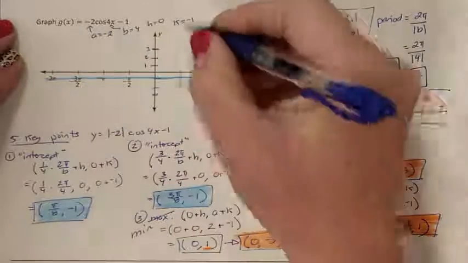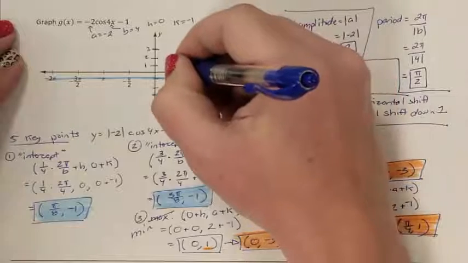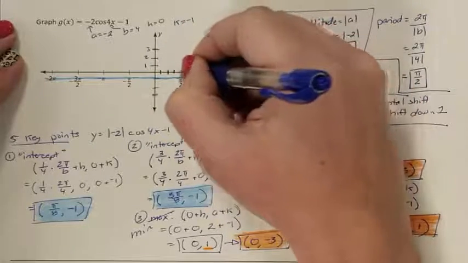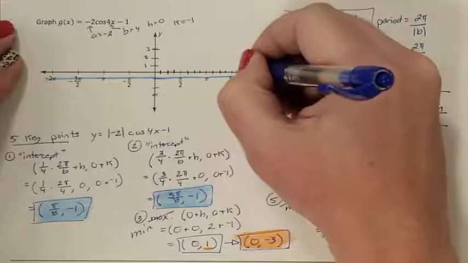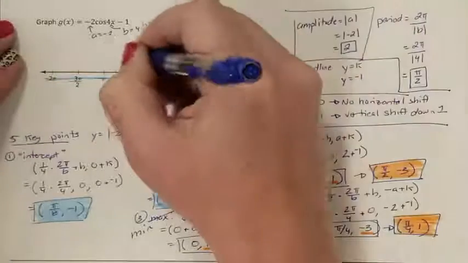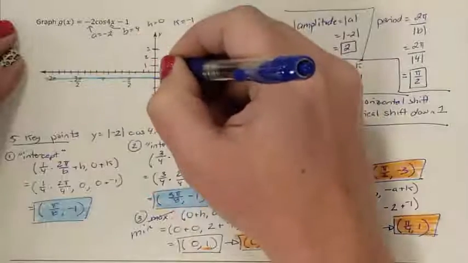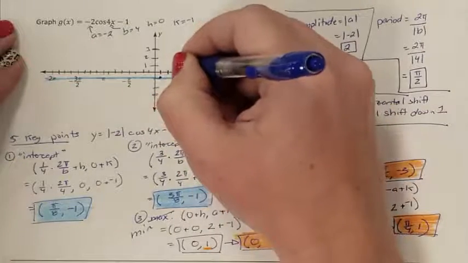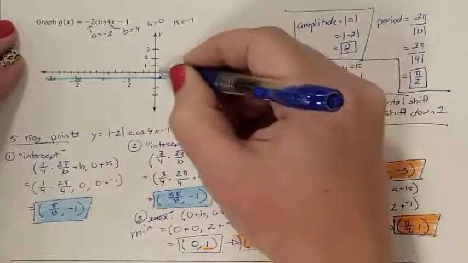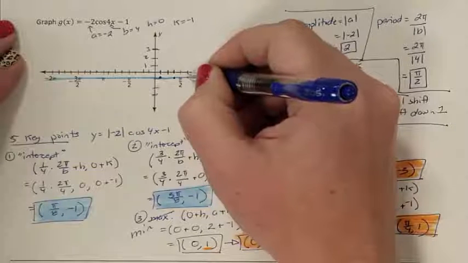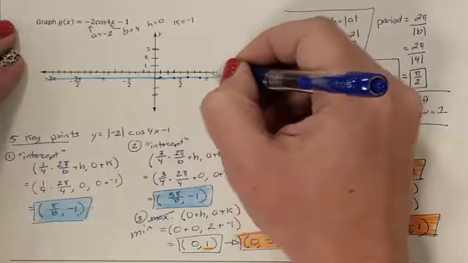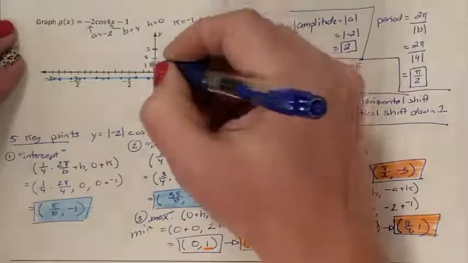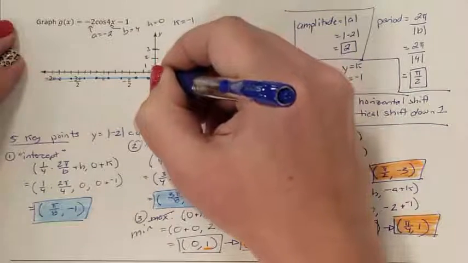So where is pi 8ths? Well, this is pi halves. This would have been pi 4ths. Pi 8ths would have been in here. So let's go through and break all of these up into 8ths so we can see it better. So pi 8ths, -1 would have been right here. 3 pi 8ths, -1 would have been right here. We've got a lot of intercepts. My first min is at 0, -3.